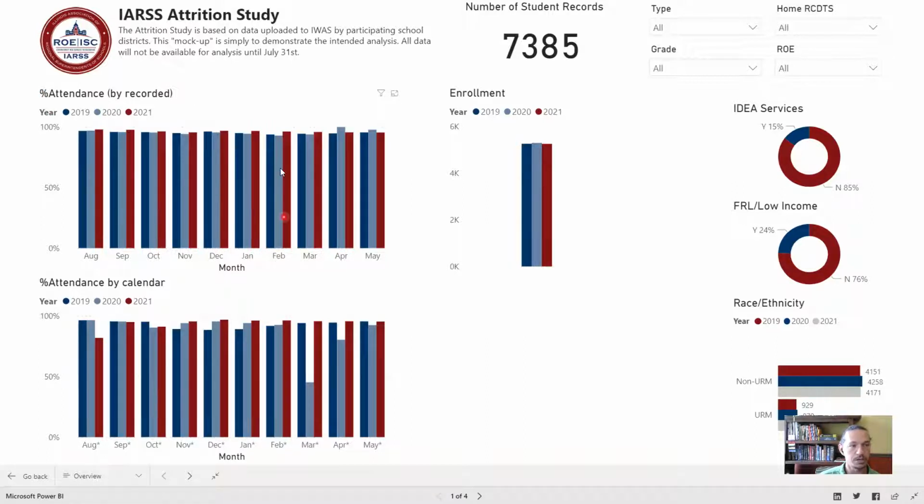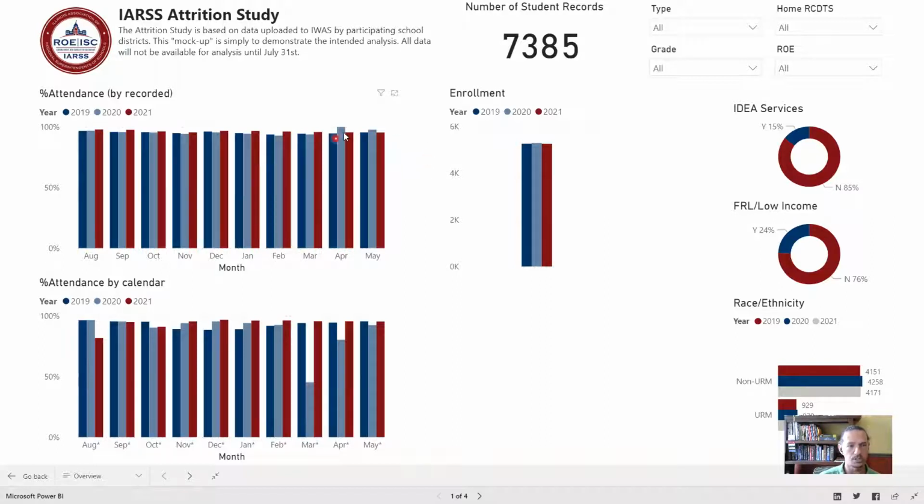This first chart up here is percent attendance as recorded by the school districts and reported to IARSS, where we took the in-person, remote, and e-learning days as days present, and then the in-person, e-learning, remote, excused absence, unexcused absence, homebound, and medically hospitalized added together to get a total days and used that for our percent attendance. And as you can see, in April, we saw 100% attendance. And that made us question the data. And so we looked a little further.